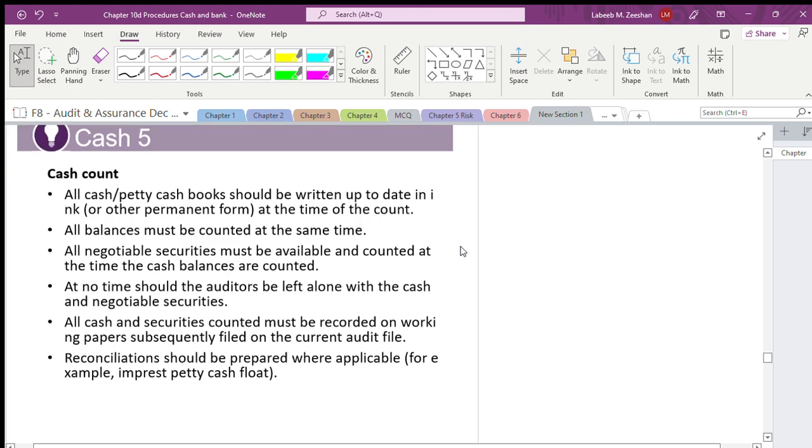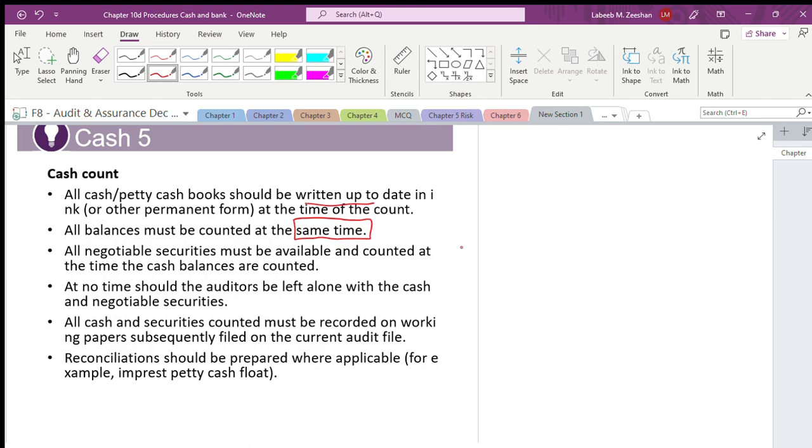Very simple, all cash and petty cash books should be written up to date. It should be complete at the time of count, with all balances. That's what they always stress: whenever we are counting the cash, it will be counted once, at one time. You should not count in phases.